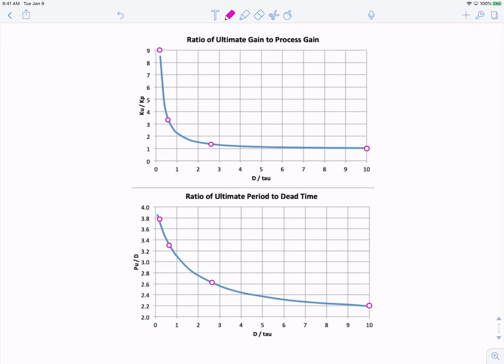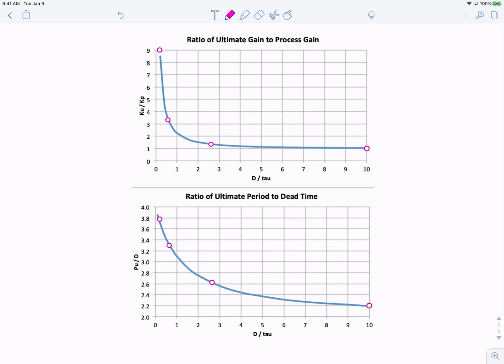These two charts provide such useful insights. The top chart says that if we know the dead time to time constant ratio and the steady state gain, we can quickly determine the ultimate gain. The bottom chart says that when given the dead time to time constant ratio and the dead time itself, we have the ultimate period. Notice that the ultimate period to dead time ratio is confined to a value between 2 and 4.